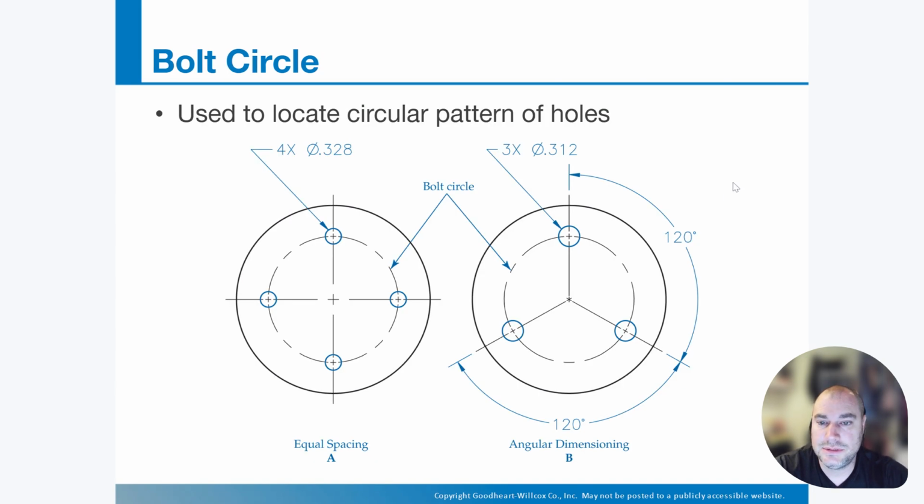Bolt circle used to locate circular patterns of holes. Okay, so this is your bolt circle. Equal spacing is shown here, and then angular dimensioning is shown here. Okay, so you want to pay attention to those things.